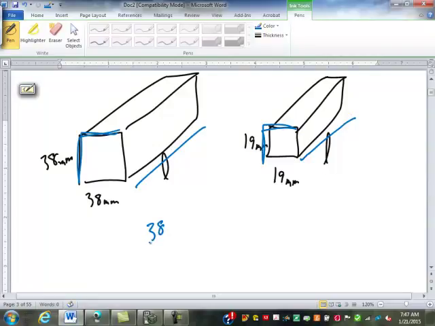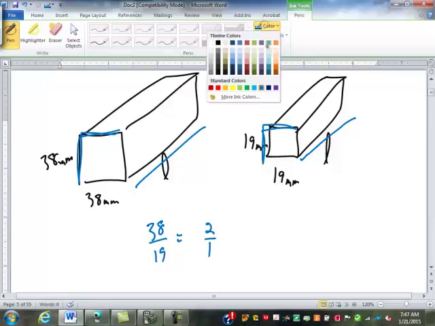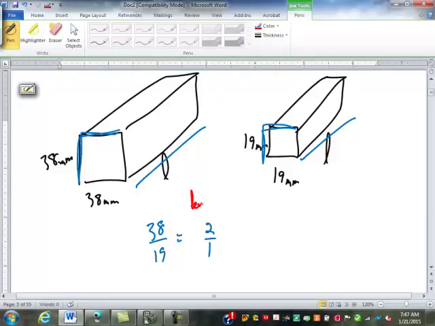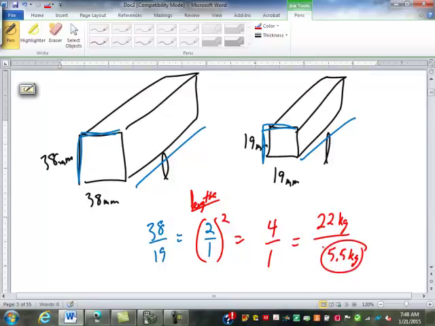But we did go from 38 down to 19, which is a 2-to-1 ratio. That is the lengths still. So turn that into a ratio of areas. We're going to square it, so it's a 4-to-1 ratio of areas. And since the mass is determined by the volume, but the length doesn't change, we can use the areas to relate the mass. The 22 kilograms is the larger piece, so 1 times 22 divided by 4 will give us 5.5 kilograms for the smaller piece.